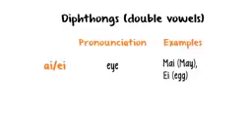which means egg. The second letter combination is AU, which is pronounced like ow. Here we have the example of the word Auge, which means eye. Now please repeat after me.